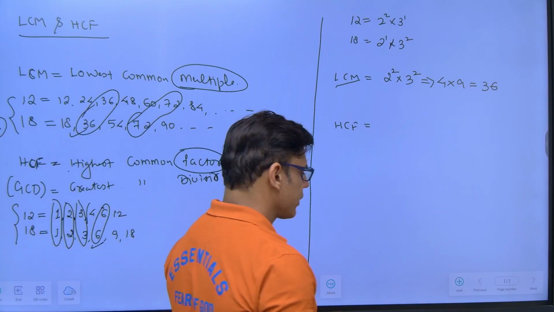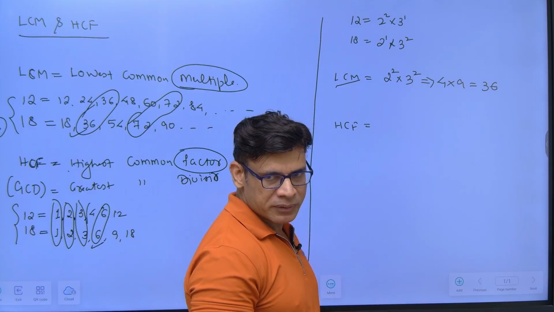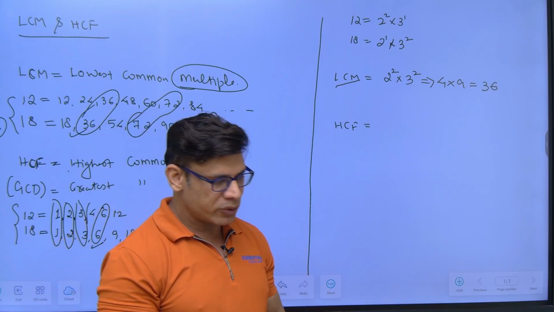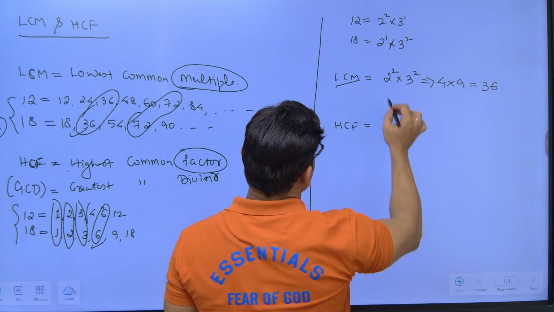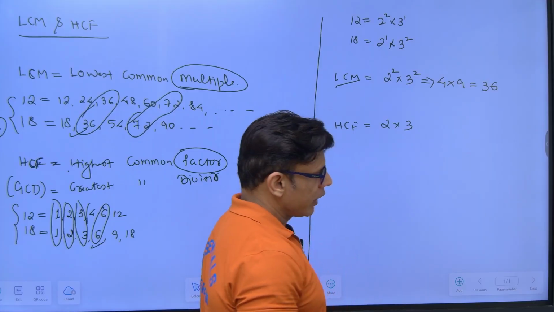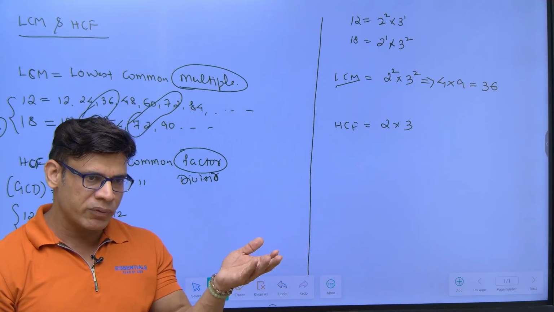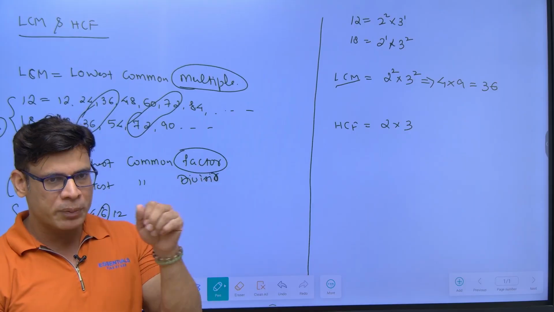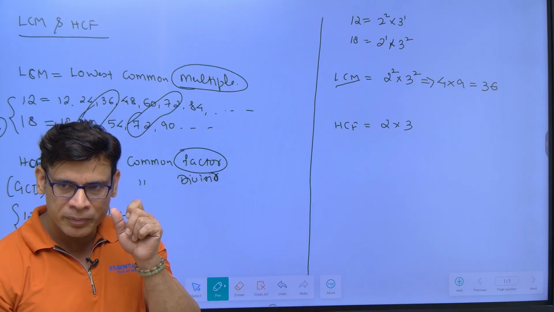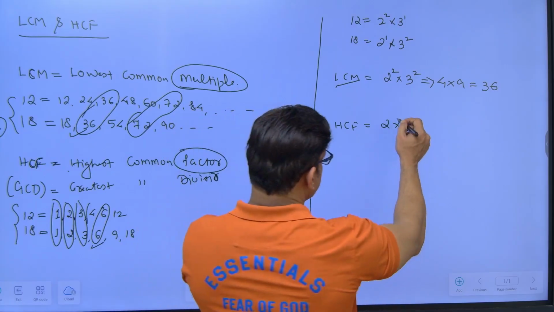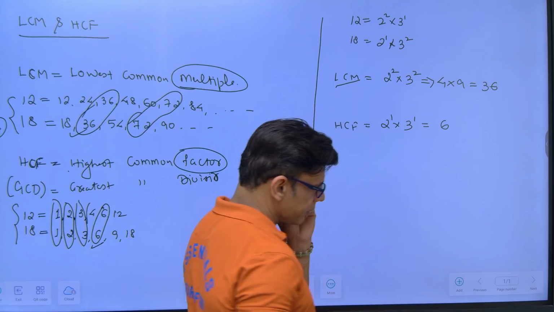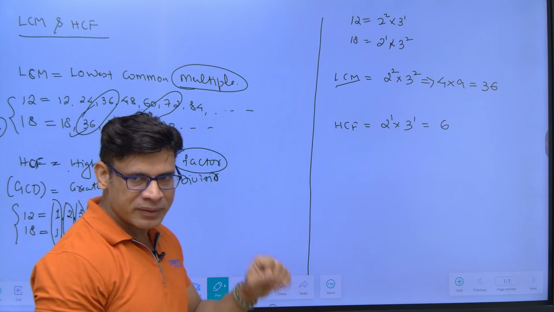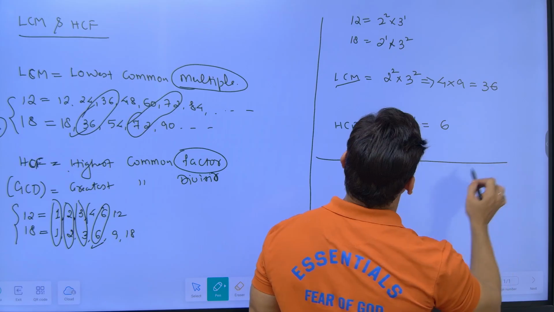For HCF, take only the common prime factors. HCF means a number which divides both, right? So only the common prime factors. Again, 2 and 3 are common in both, right? So write 2 and 3. And for HCF, raise it to the lowest power. So what is the lowest power of 2? And the lowest power of 3? Also 1. So raise it to their lowest power: 2, 3. See, LCM and HCF. This is fine, right? This is how you should do it.